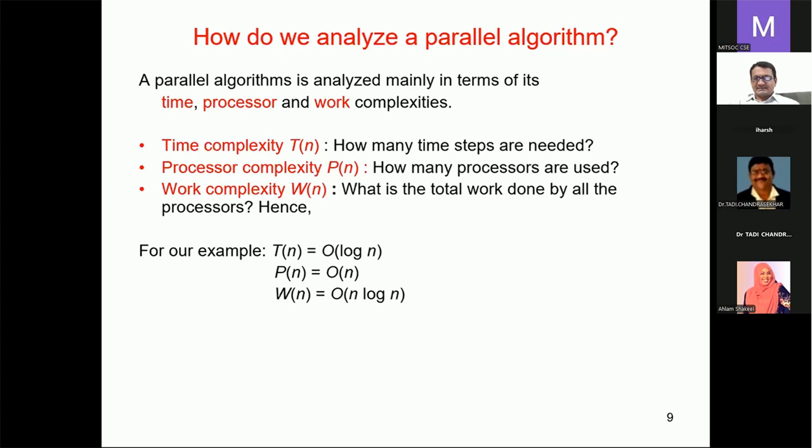Yes, sir. Is the slide visible this time? Yes, sir. Very good. Now look into this.